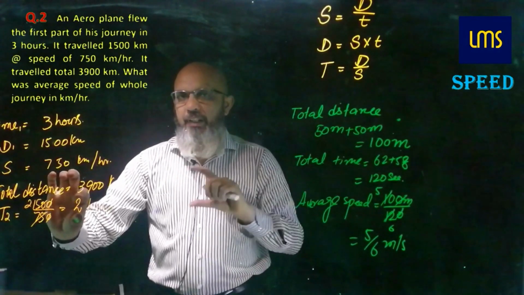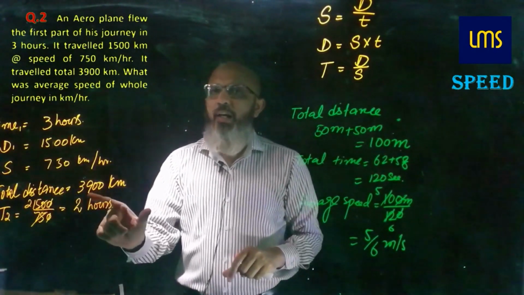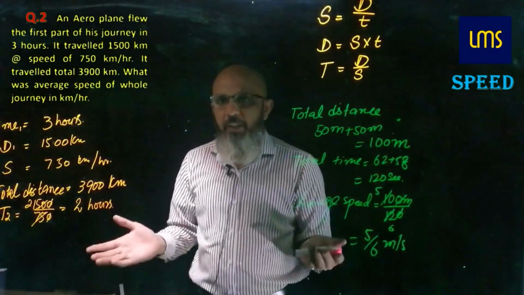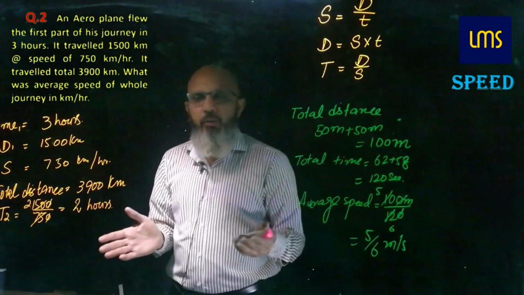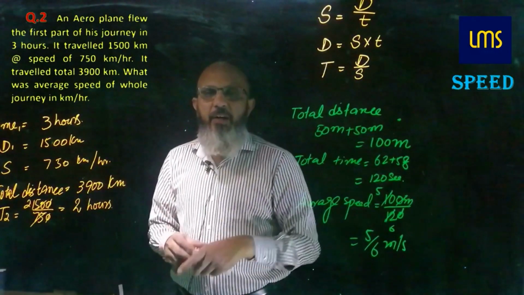Now it means he took 3 hours for time 1 and he took 2 hours for the second phase of his traveling. So the total distance he covered is 3900 kilometers. So what will be its average speed? You can find that as total distance divided by total time.